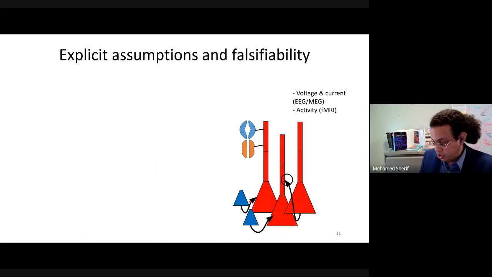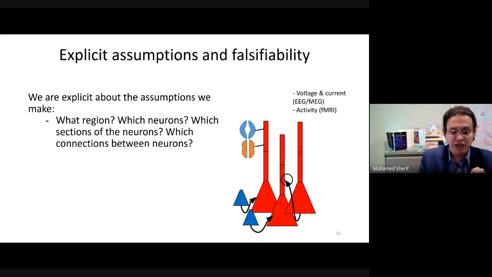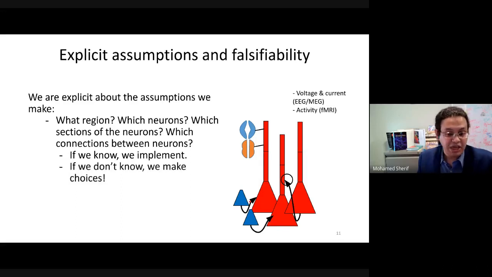What I like about this approach so much is that all our assumptions are there, and they are there explicitly. So it's not just hand waving. When we increase this medication, this neuronal firing rate increases. You have to specify which medication at which receptor and which region, which neuron. So you have to be very, very explicit in all the assumptions that you're making. And in so many cases, we don't know. If we know it, we implement it. But if we don't know, then we make certain choices, and these choices can become the research problems that you're working on.